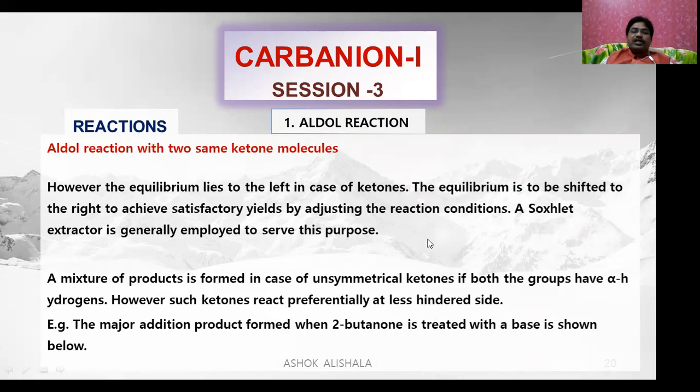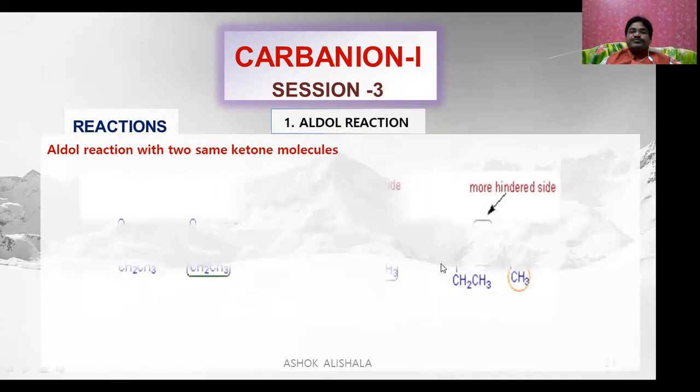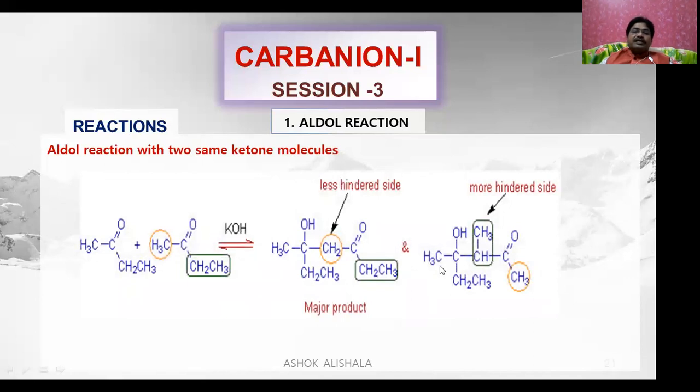A mixture of products is formed in the case of unsymmetrical ketones if both the groups have alpha hydrogens. However, such ketones react preferentially at the less hindered site. The major addition product formed when 2-butanone is treated with a base is shown in the next slide. See this one. What happens here? These are two ketone molecules of the same kind, and you know the name: 1, 2, 3, 4 means butanone.